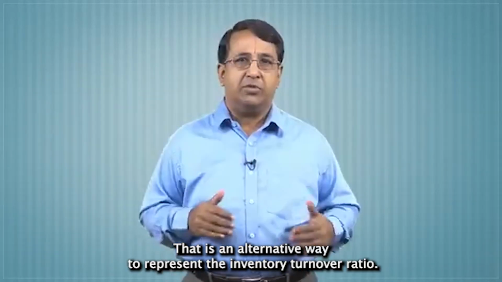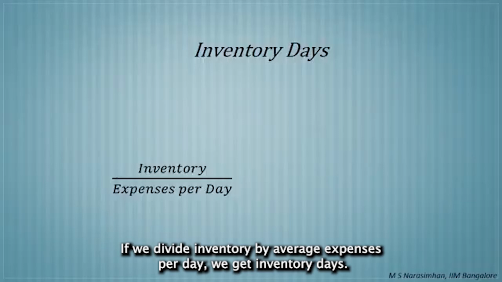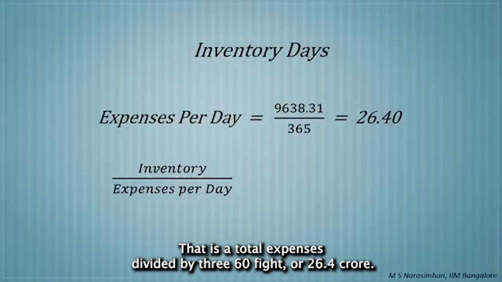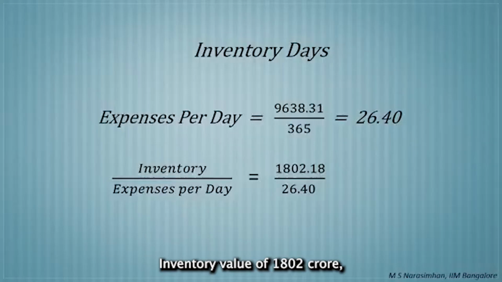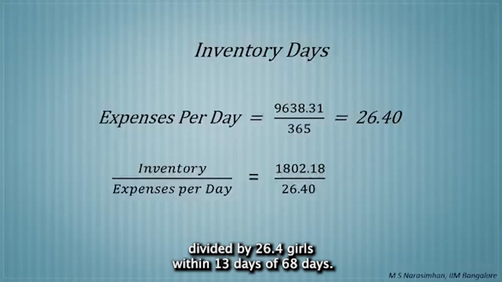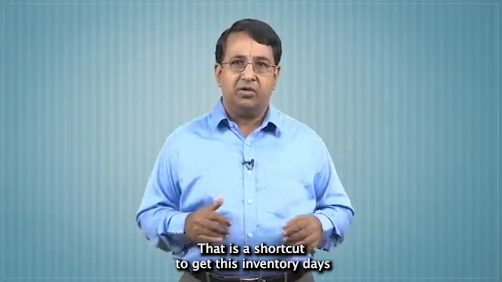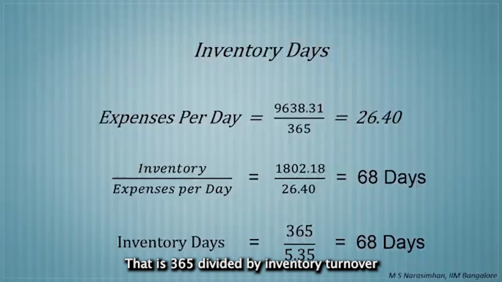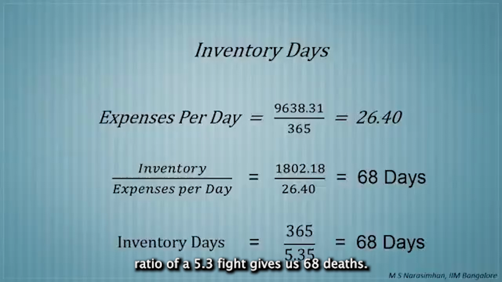There is an alternative way to represent the inventory turnover ratio. If we divide inventory by average expenses per day, we get inventory days. Average expenses per day is 9,638 crore, that is the total expenses, divided by 365 or 26.4 crore. Inventory value of 1,802 crore divided by 26.4 gives you an inventory days of 68 days. There is a shortcut to get this inventory days if we have already inventory turnover ratio, that is 365 divided by inventory turnover ratio of 5.35 gives us 68 days.